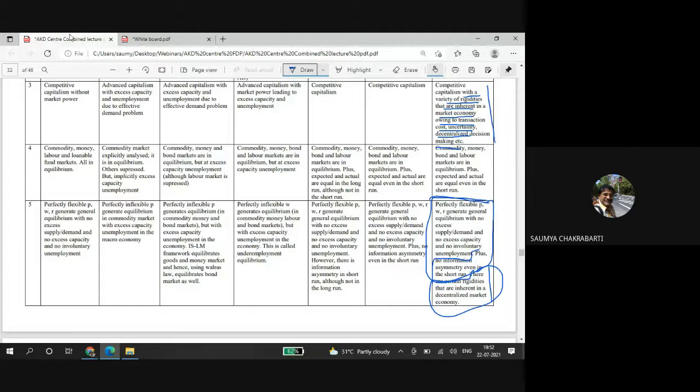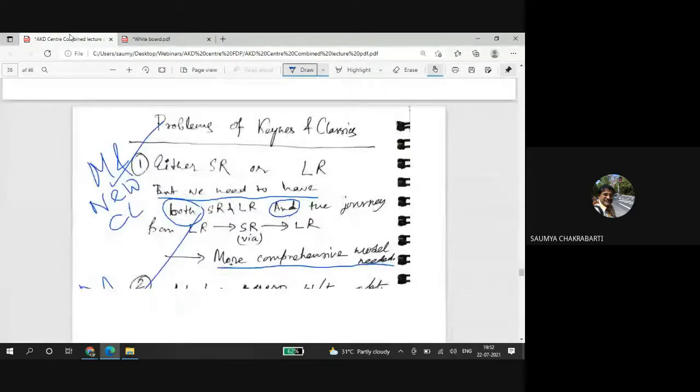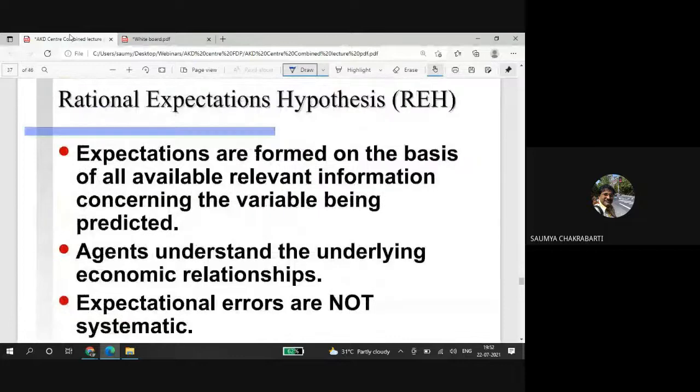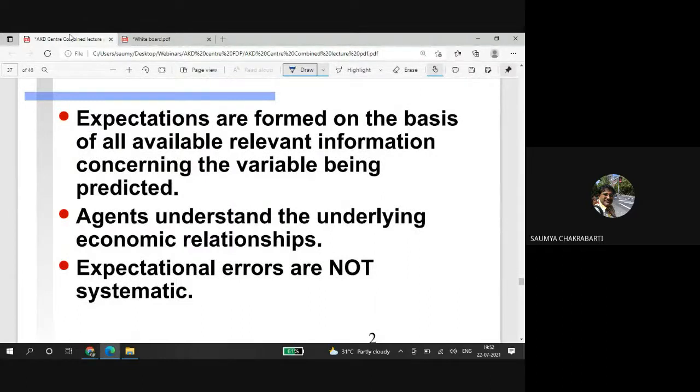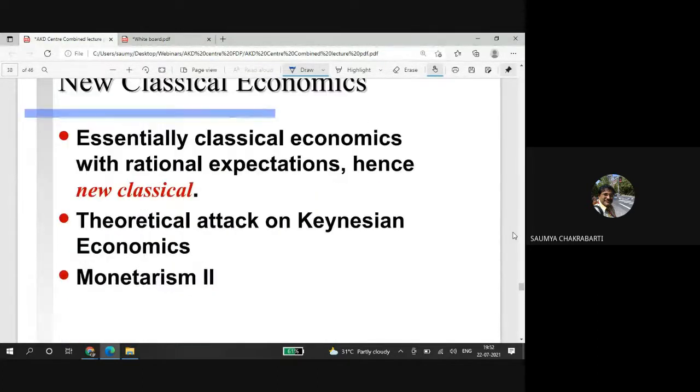Okay. So there are certain things that we may have a look at. Let us have a look. I skipped all these things. Expectations are formed on the basis of all available relevant information concerning the variable being predicted. As I discussed, agents understand the underlying economic relationships. I told you the agents are like economists. Expectational errors are not systematic. They don't make expectational errors. Workers' misperception is improbable, impossible. The new classical economics is essentially classical economics with rational expectation.